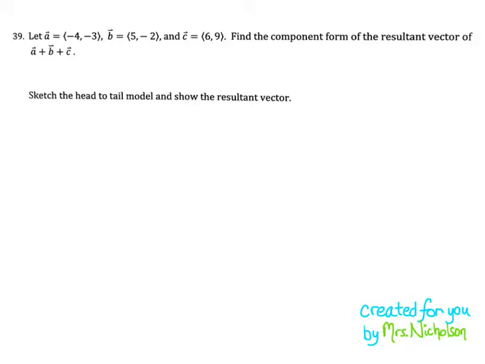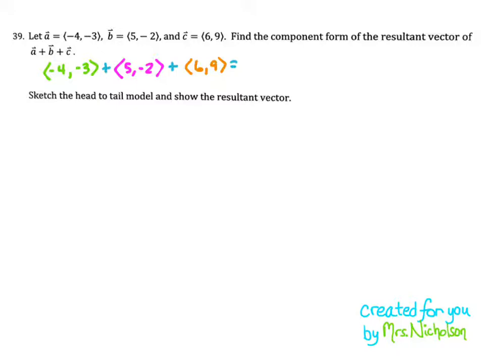All right, on the next question, this time we have 3 vectors, vector A, vector B, and vector C. We have the component form for each one of those, and it asks us to find the component form of the resultant vector, and then again show a head-to-tail model of the sum. So for the component form, I've got vector A plus vector B plus vector C.